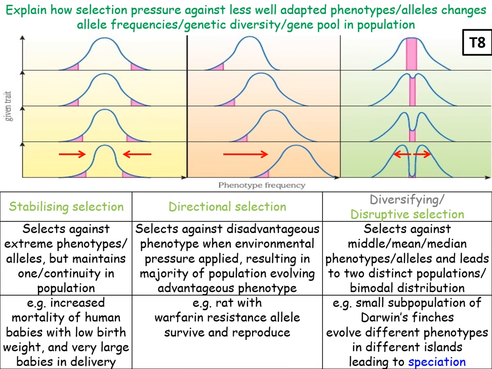So these selection pressures can be termed stabilizing selection, directional selection, and disruptive selection, which is also known as diversifying selection. In stabilizing selection, there's selection against the extreme phenotypes or alleles, but there's a maintenance or continuity in the population. An example would be increased mortality of human babies with low birth weight and very large babies in delivery. So when that happens, you've got more and more babies with very, very similar birth weight.